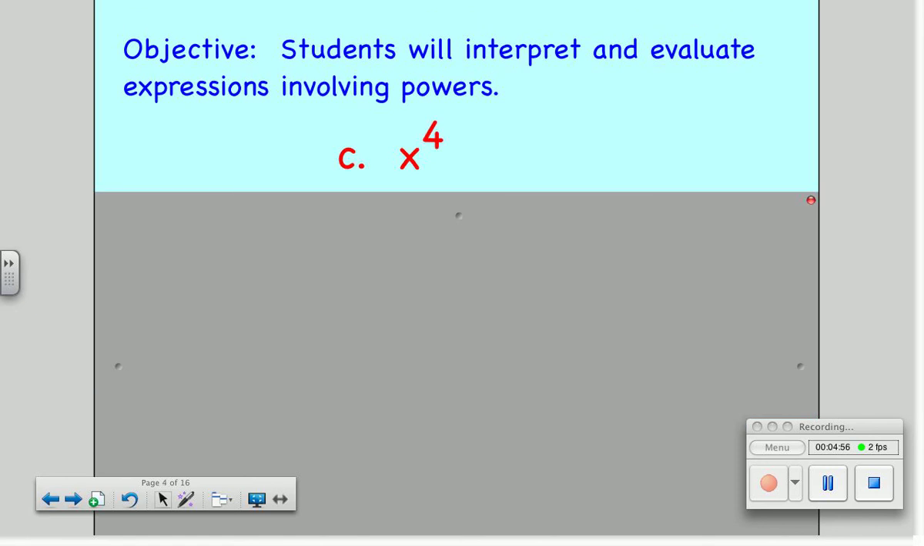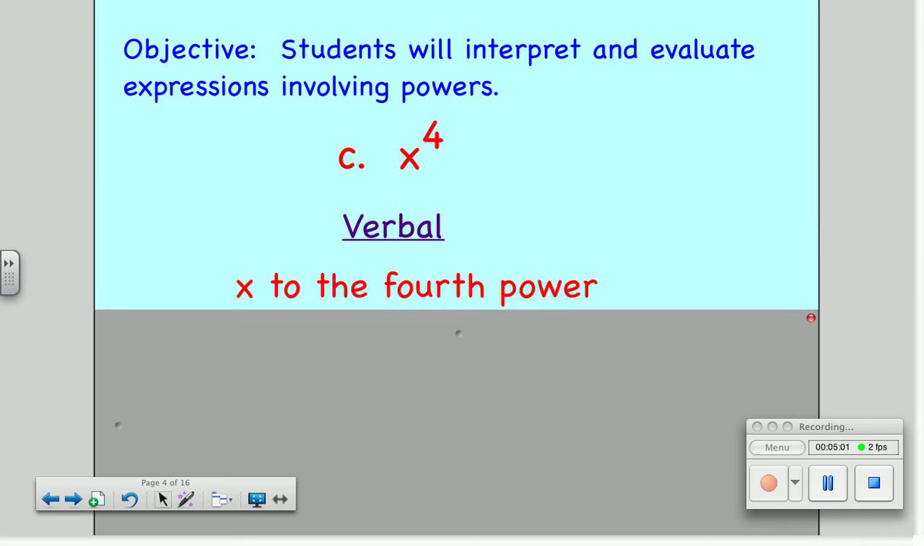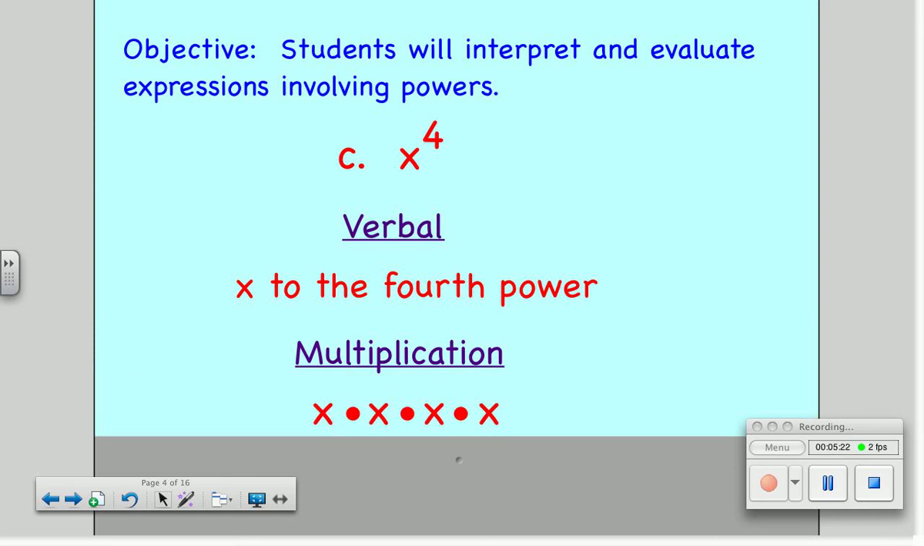C. One more example. X to the 4th power. Verbal, x to the fourth power. We don't have any special words for to the fourth power. We only have those special words for to the second power, which is squared, or to the third power, which is cubed. After that, you just use your ordinal numbers, fourth, fifth, sixth, seventh, whatever they are, okay? And the word power. Multiplication, now what does that look like? We're multiplying x 4 times. X times x times x times x, okay?